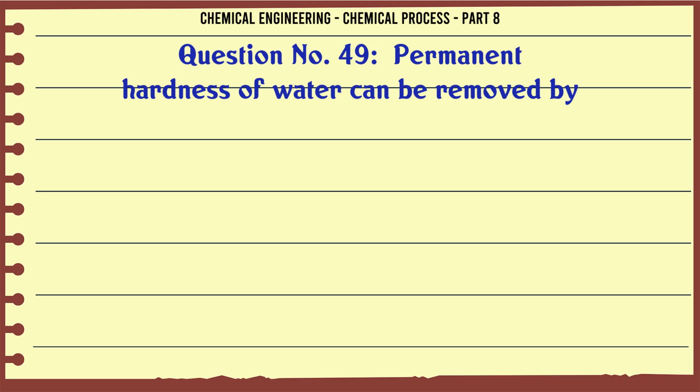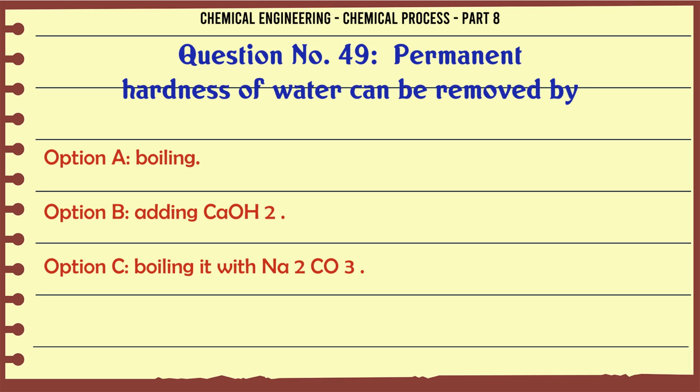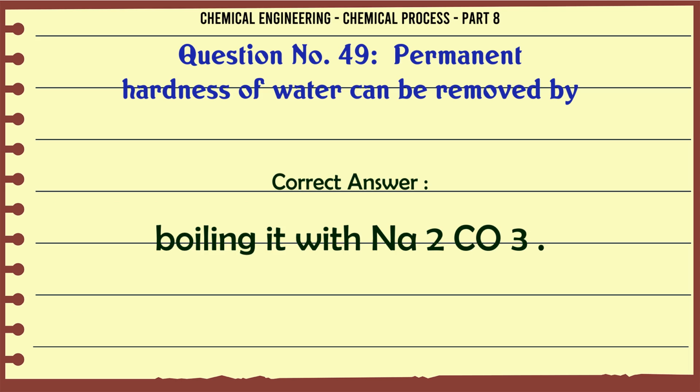Permanent hardness of water can be removed by A. Boiling, B. Adding Ca(OH)2, C. Boiling it with Na2CO3, D. None of these. The correct answer is boiling it with Na2CO3.